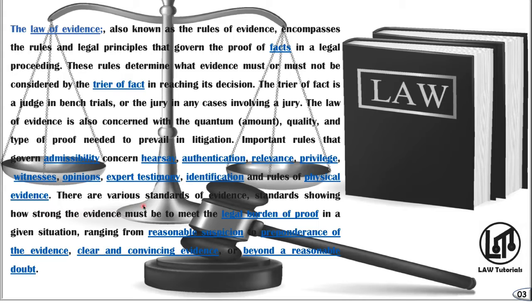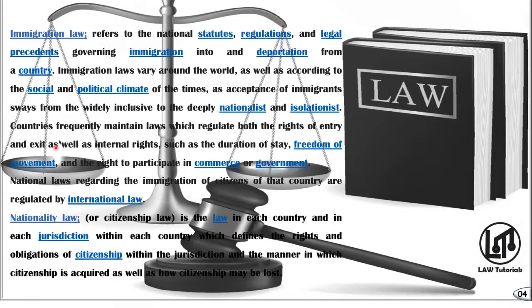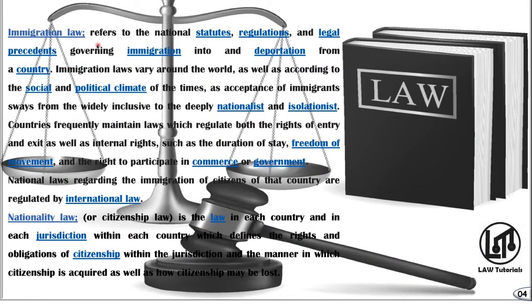There are various standards of evidence, standards showing how strong the evidence must be to meet the legal burden of proof in a given situation, ranging from reasonable suspicion to preponderance of the evidence, clear and convincing evidence, or beyond a reasonable doubt. Now let's look at immigration law.